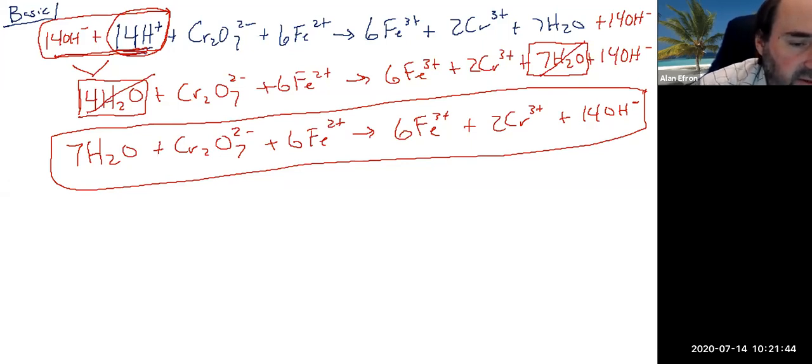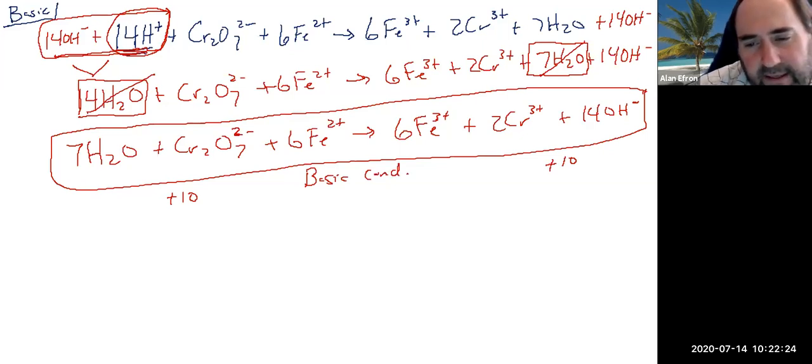Now, overall charge here on the left, we have -2 from this guy and +12 from this guy. So that is a +10 on the left-hand side. On the right-hand side, we have 6 times +3, which is 18, plus 6 more, which is 24. And then we have 14 times -1. So that's +24 minus 14 is +10 on this side and a +10 on this side. We're balanced in terms of the charge and also the element. So this would be the balanced equation in basic conditions.